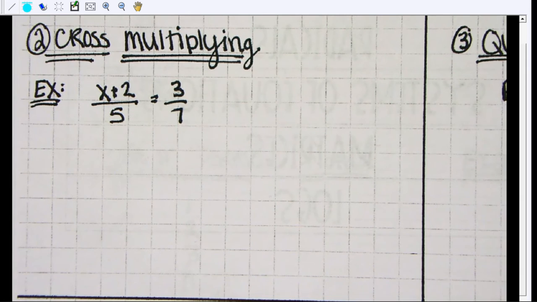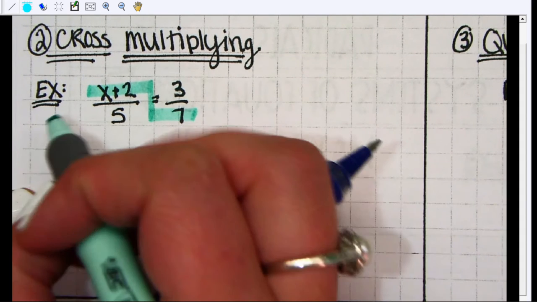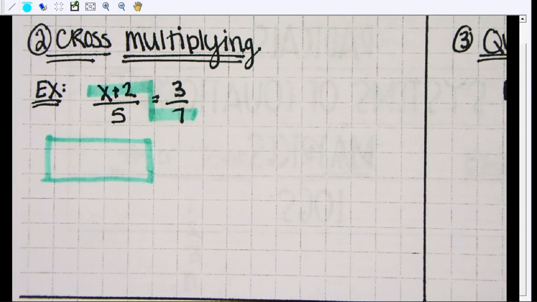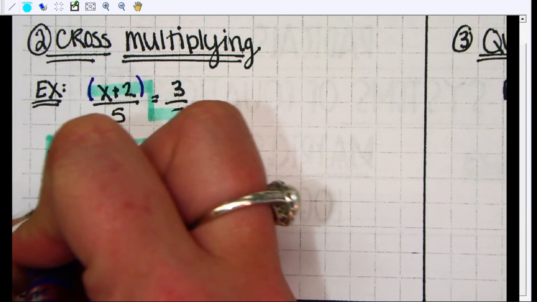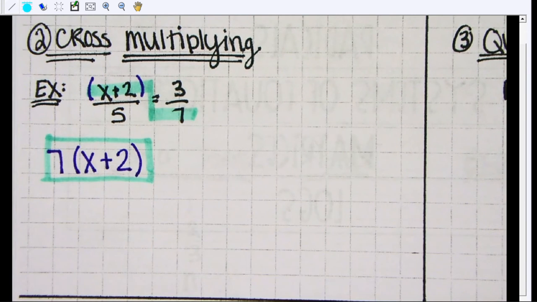So to cross-multiply, you want to make sure that you're multiplying the numerator of the first times the denominator of the second. And where it gets a little bit weird is if you forget that the 7 gets multiplied to everything. So when you have a binomial, which we'll classify tomorrow, I would put it in parentheses and put the 7 on the outside. That way you don't forget that 7 goes to all of it.